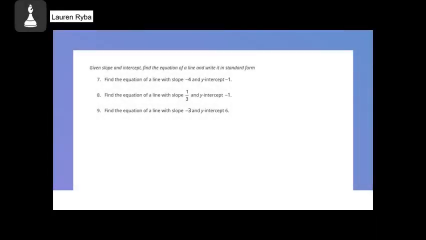For these examples, we're going to put them into slope-intercept form and then work backwards to standard form. We have a slope of negative 4 and a y-intercept of negative 1. So we can very easily go y equals negative 4x minus 1. Now, to get it into standard form, we're going to move the x term back to the left-hand side. So I'm going to add 4x to both sides, and I get 4x plus y equals negative 1. This is proper form. Positive number here, whole number, whole number, whole number. They do not have anything in common.